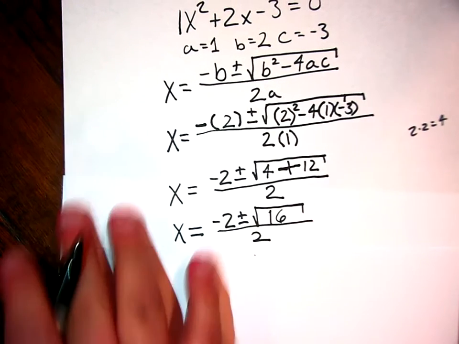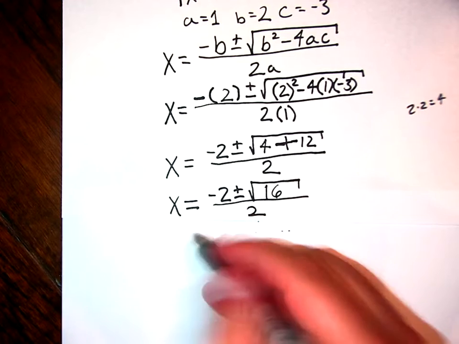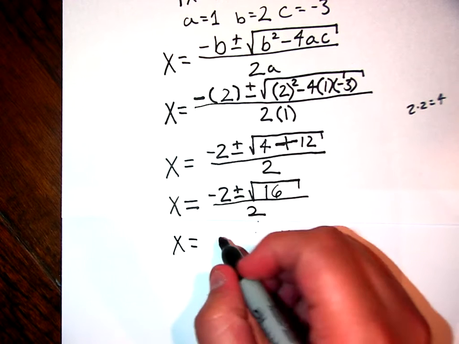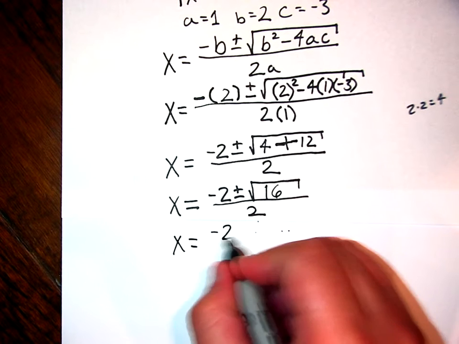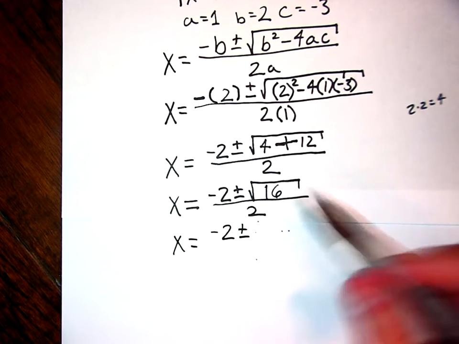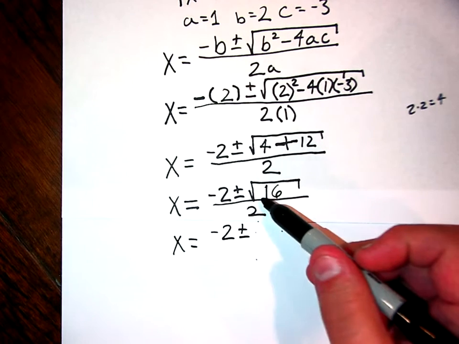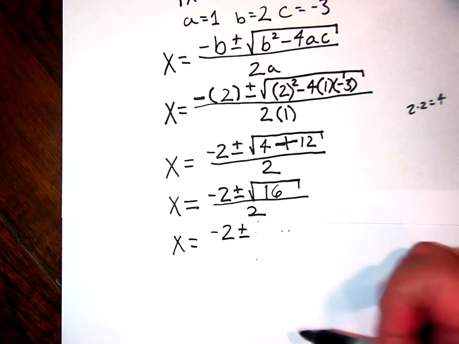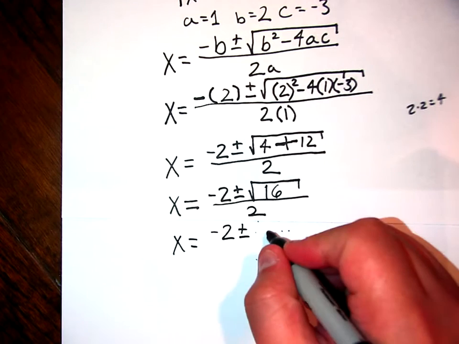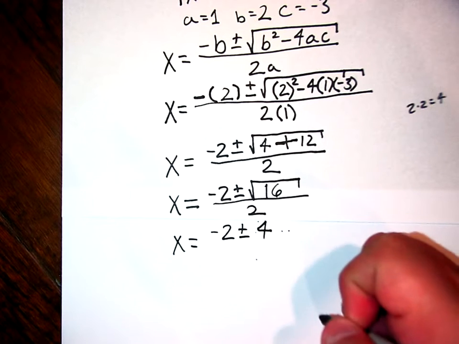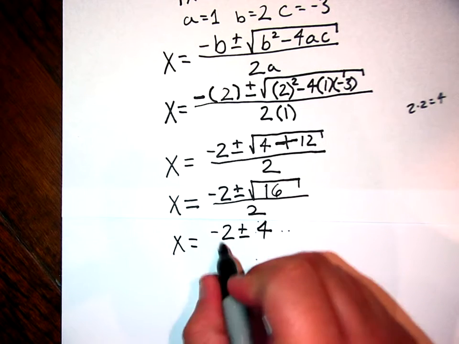Okay, and let's take it even further. So we're going to keep going here. x equals negative 2 plus or minus, and here I'm actually going to get rid of this square root of 16 because I know what that is. The square root of 16 is actually 4. You can use your calculator to do that, no problem. And divided by 2.